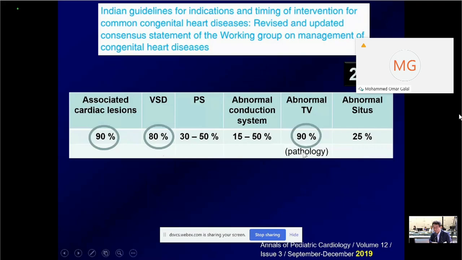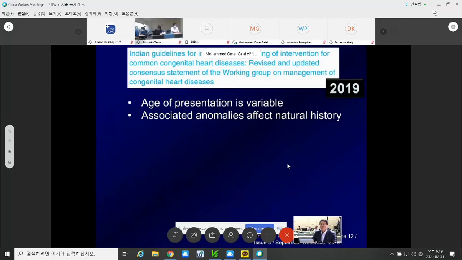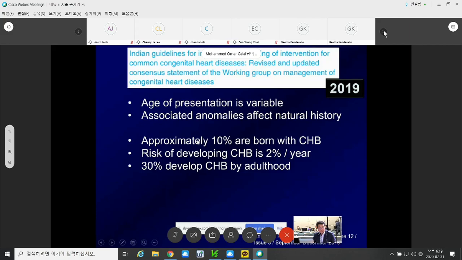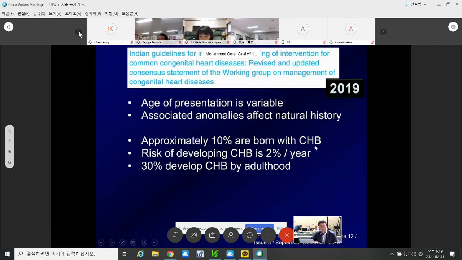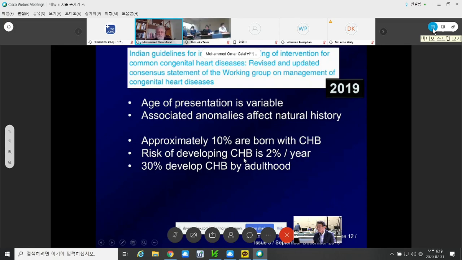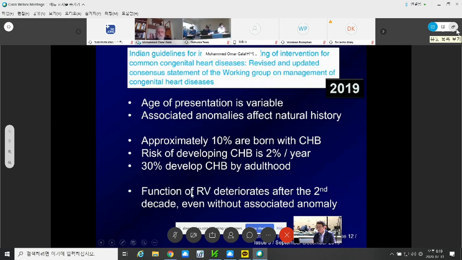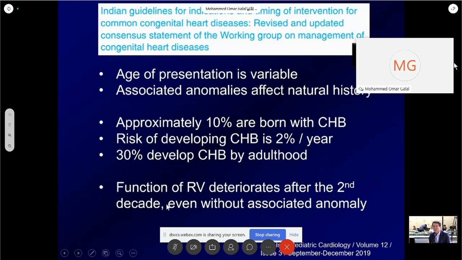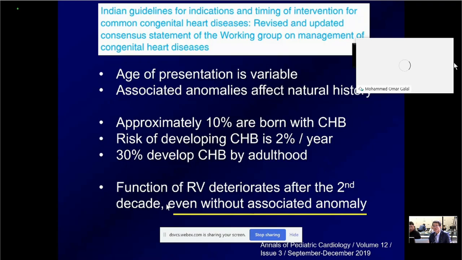Now, age of presentation is variable, and associated anomalies affect natural history. Approximately 10% are born with congenital heart block, and the risk of developing complete heart block is 2% per year. While in adulthood, about 30% will have developed a complete heart block. Interestingly also, the function of the right ventricle might deteriorate after the second decade, even without associated anomaly. It's very important also to know this when we have follow-up on these patients.